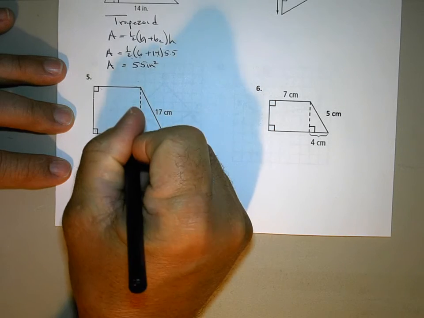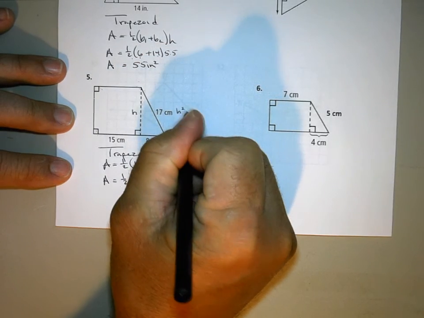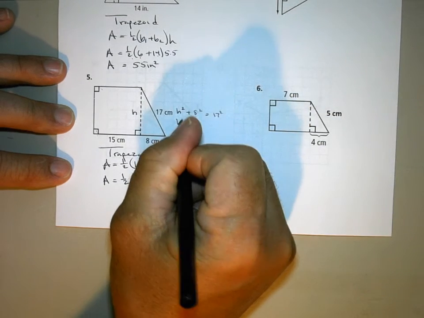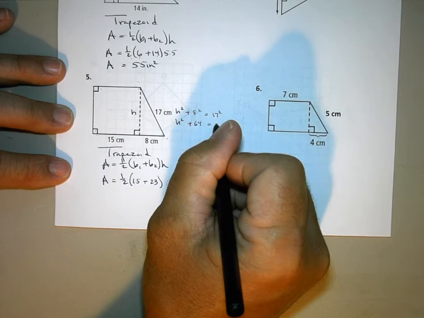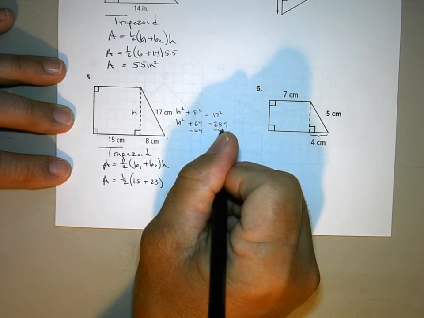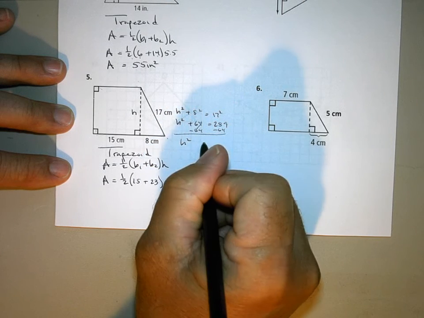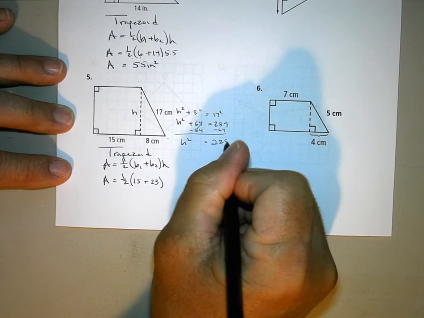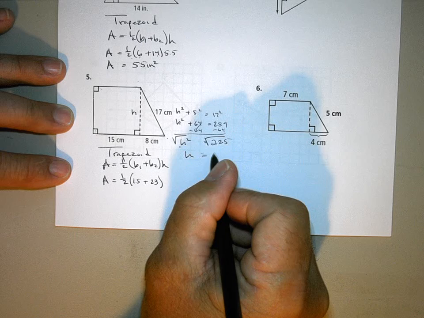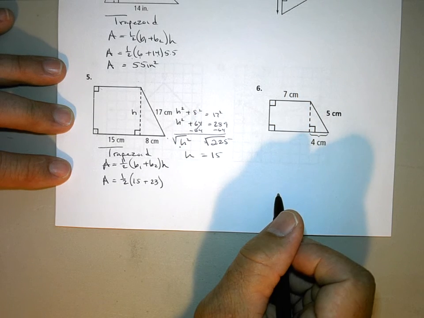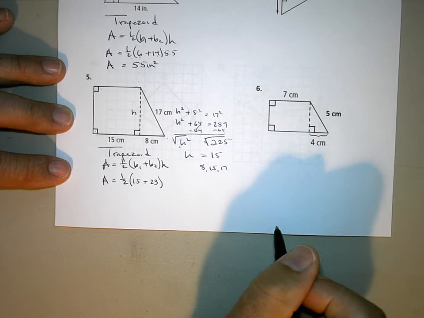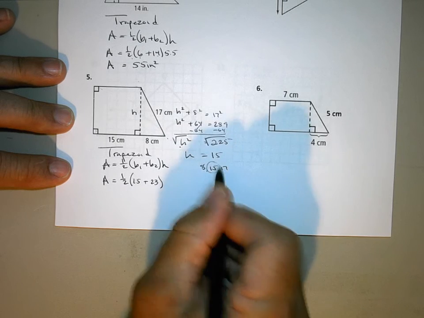So we can say that the height, h squared plus 8 squared equals 17 squared, which means h squared plus 64 equals 289. Subtract 64 from both sides. We get h squared equals 225. We take the square root of both sides. The square root of h squared is h. The square root of 225 is 15. That is what we call a Pythagorean triple. 8, 15, 17 is a very common Pythagorean triple. So we know our height is 15.